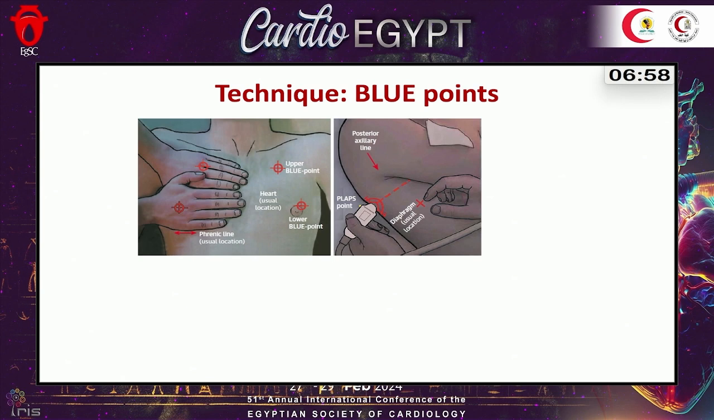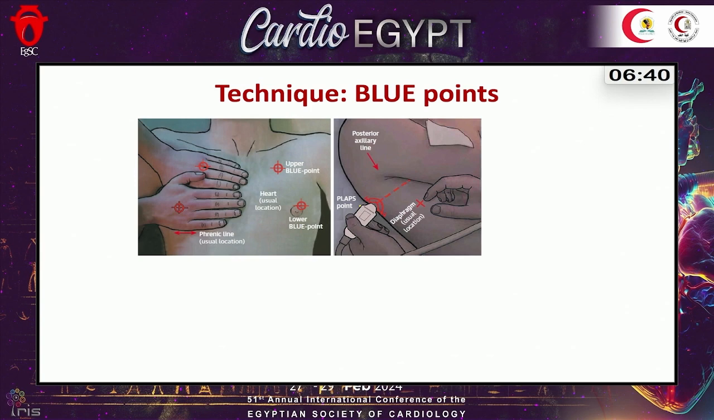And then a third point is just a lateral extension or continuation of the blue point. It's called the PLAPS, standing for posterolateral alveolo-pleural syndrome. And this is the point just above the diaphragm. So it's above the phrenic line.